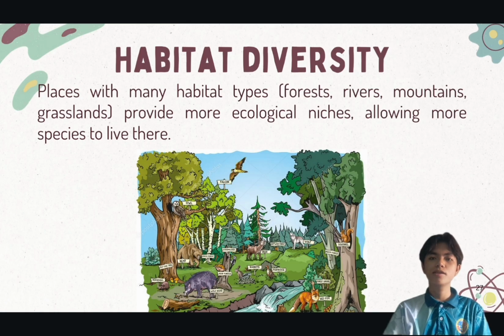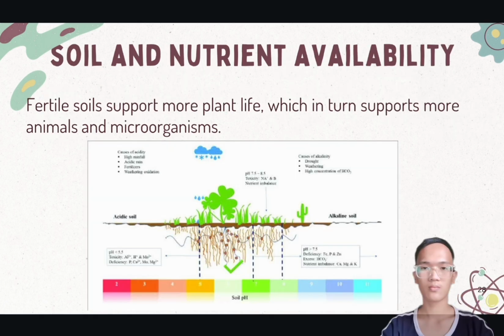support unique plant species. A good example in the Philippines is Palawan, which has mangroves, coral reefs, forests, and caves. Because of this wide range of habitats, it is considered one of the most biodiverse areas in the country. So, the more varied the habitats, the more species an area can support.